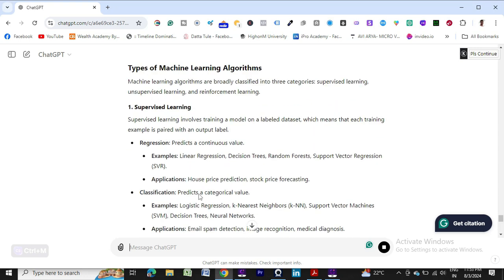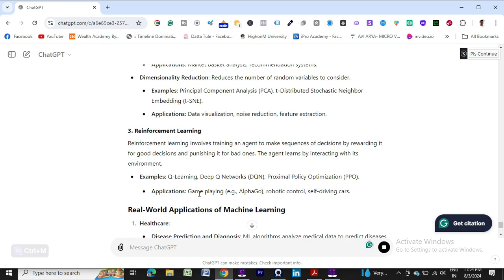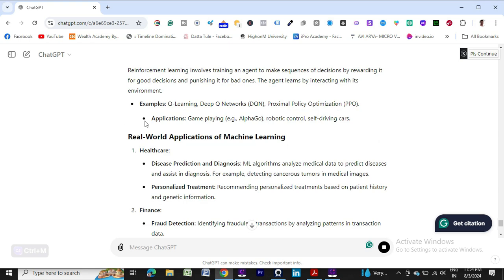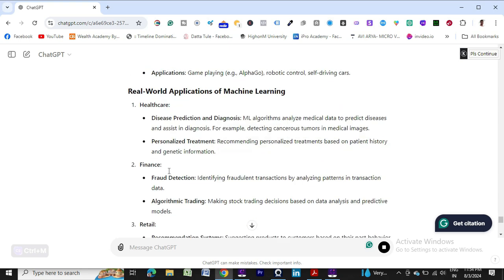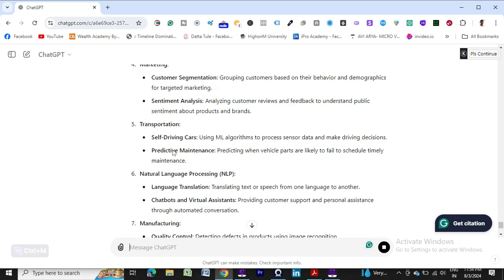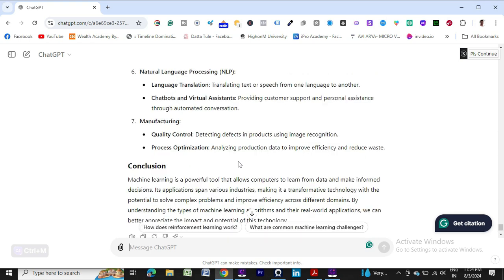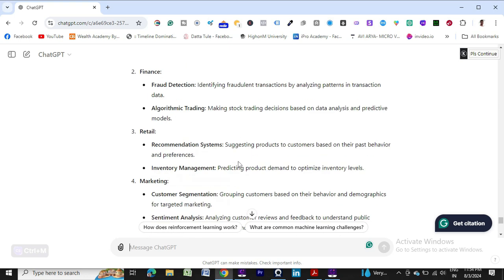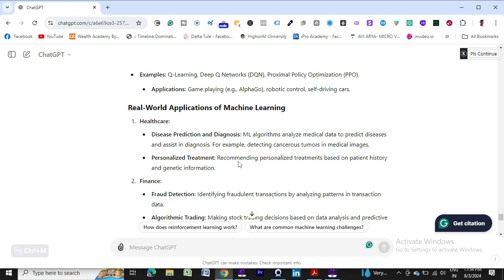Supervised learning, unsupervised learning, and now it's providing more. I wanted to know two things, algorithms and real world applications, so it has provided real world applications of machine learning. Here are the details: transportation, natural language processing, manufacturing, all the informative details. According to my requirement, I did not want the entire information about machine learning. I wanted to know only two things, that is algorithms and real world applications. So it has provided me the required details.